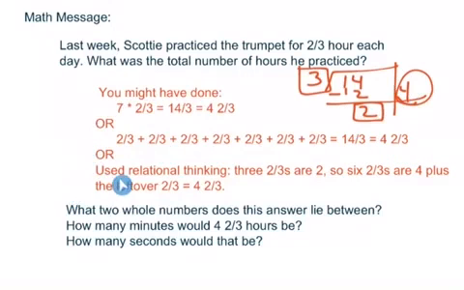Or I could have used some relational thinking. I know that 3 2/3 are the same as 2 whole, so 6 2/3 would be 4, plus I have the leftover 2/3, which gives me 4 and 2/3. Any of these methods, or another one that you might have come up with that's going to get me to this answer, is great. So now that I know this answer, what two whole numbers does this answer lie between?